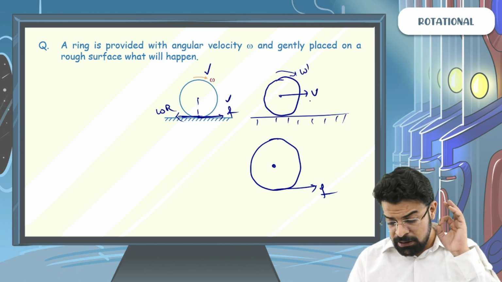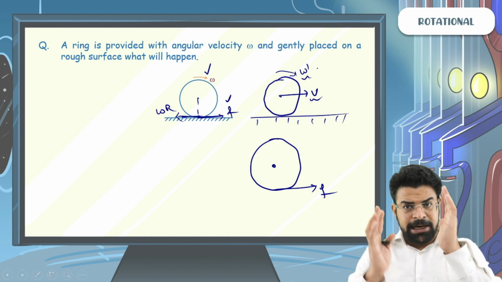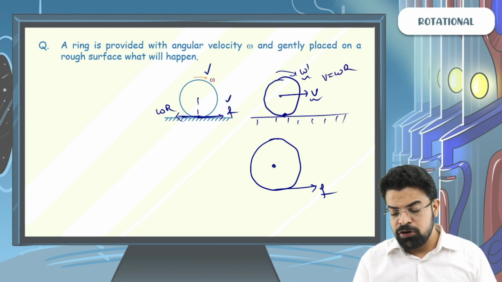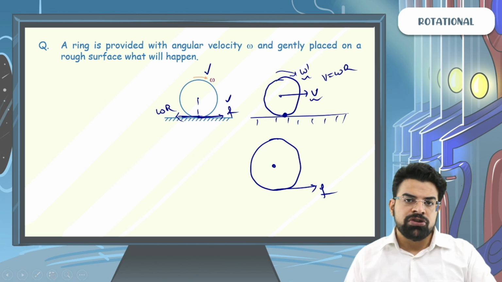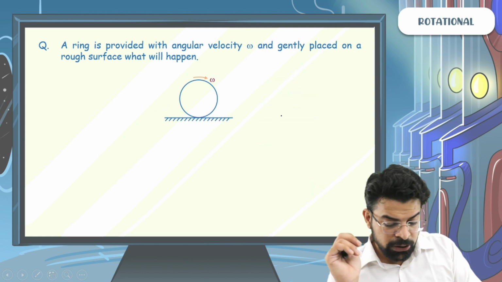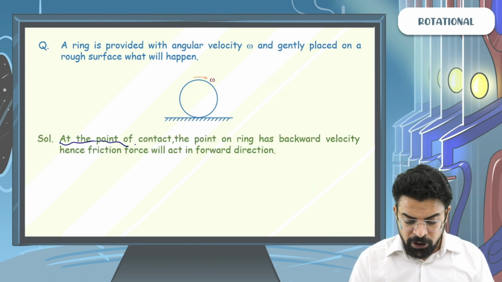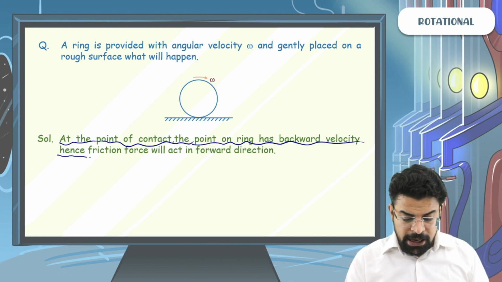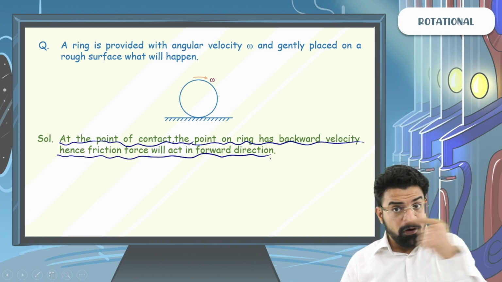Once the value of V and omega sets such that V becomes equal to omega r, then at the point of contact, there will be no relative motion. And once there is no relative motion, there will be no friction force. So remember this. At the point of contact, the point on the ring has backward velocity. Hence, the friction force will act in forward direction.